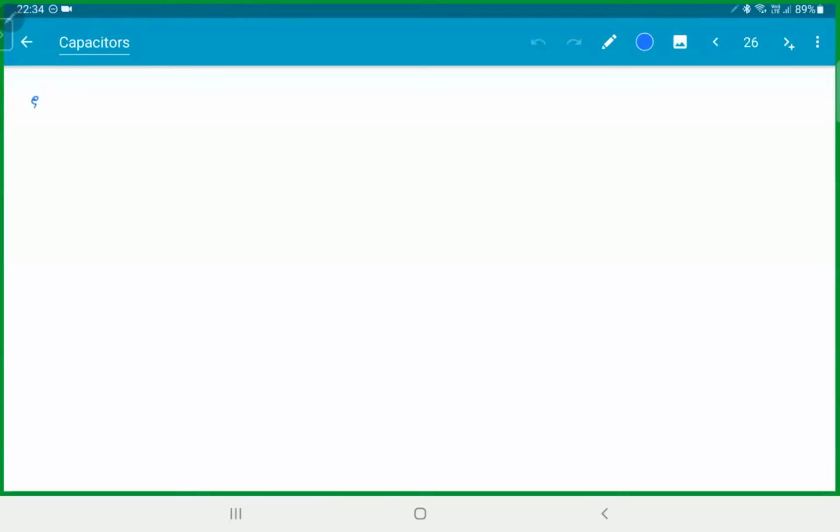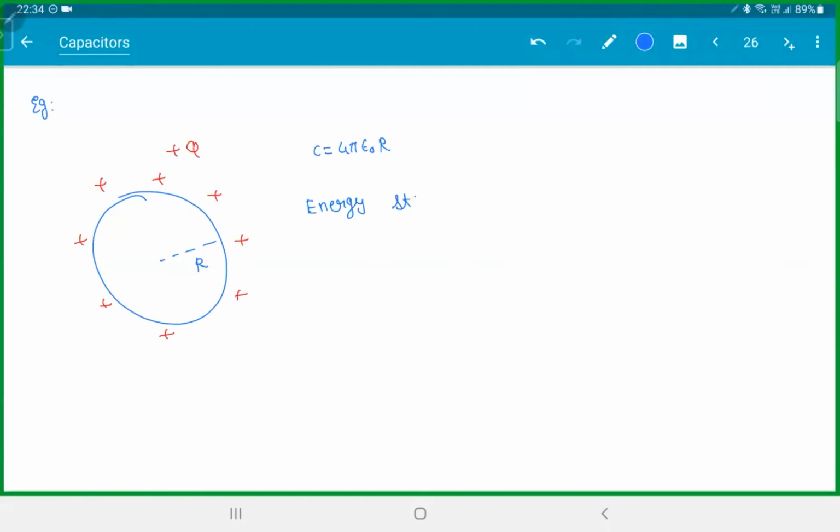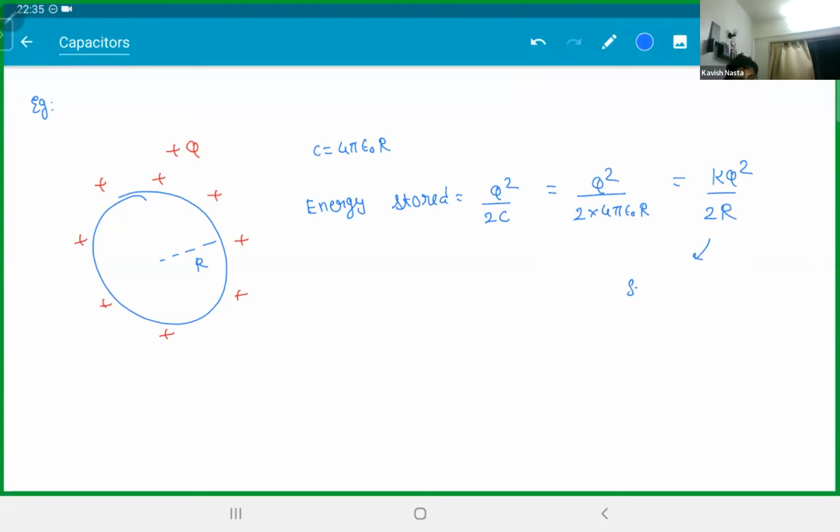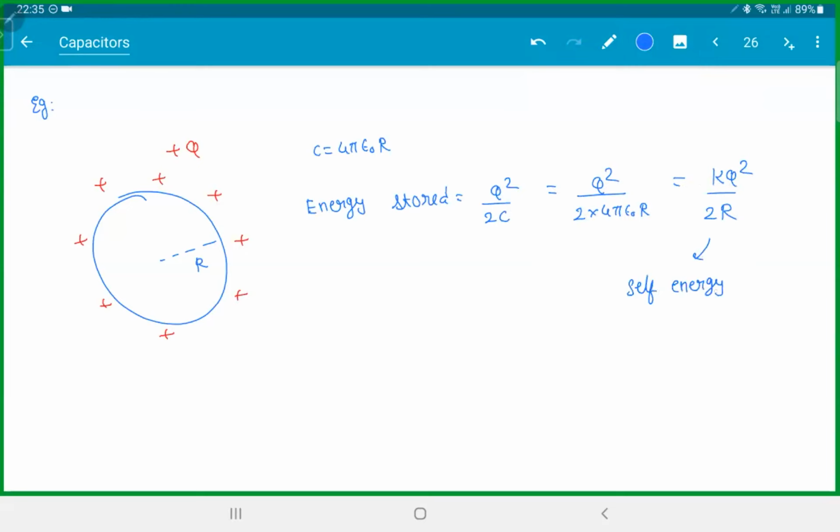So that means, for example, if you take a single shell of radius R, what is the capacitance? 4 pi epsilon R. So let's say on this shell, the charge Q is there. Now from the capacitance formula, what is the energy stored? Q square by 2C. So this is nothing but Q square by 2 into 4 pi epsilon R. This thing is nothing but KQ square by 2R. Anyone remembers what is this? Self energy. This is the self energy of a hollow shell.